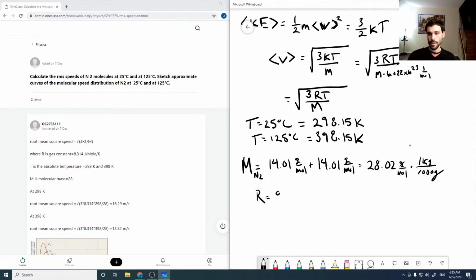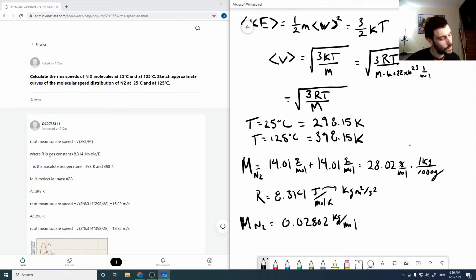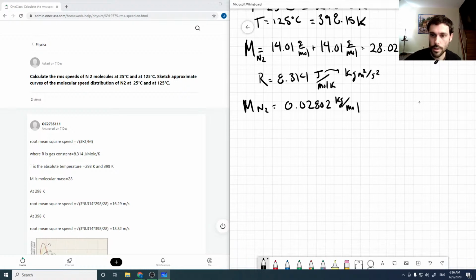As we're going to need this to be in kilograms because our R is 8.314 joules per mole Kelvin. And a joule is a kilogram meter squared per second squared. So for the kilograms to cancel, we're going to need our mass in kilograms. So our molar mass for N2 is 0.02802 kilograms per mole. Okay, so I think we got all our units figured out, and so we can answer this question.